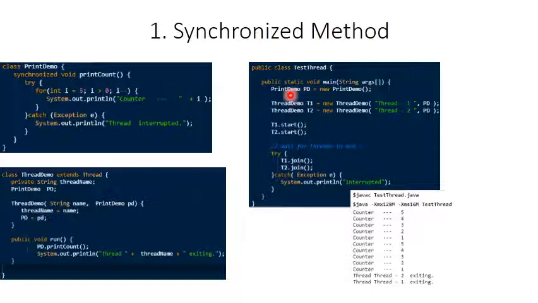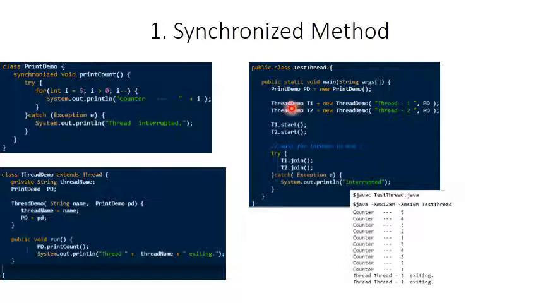But since this method is declared as synchronized, since T1 has called printCount, T2 will not be able to call printCount because T1 is using this method. As long as T1 has not finished, T2 cannot use printCount because this method is synchronized. So at a time, only one thread can access this method. You can see the output here.